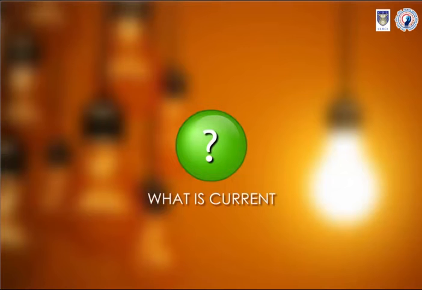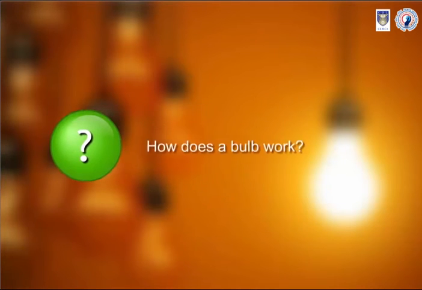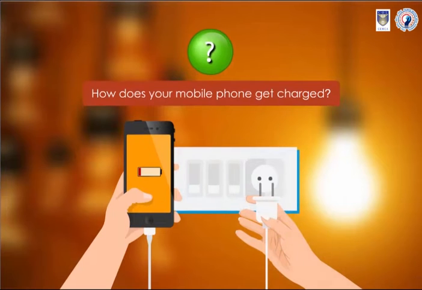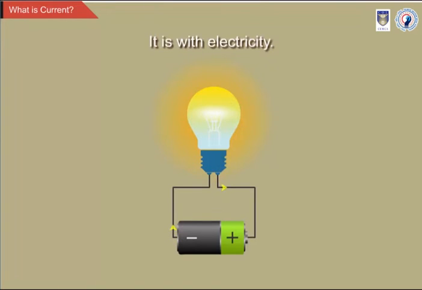To understand it better, let us understand certain aspects like how does a bulb work? And how does your mobile phone get charged? The answer is electricity. Let us now learn what electricity is by knowing the working of a battery.